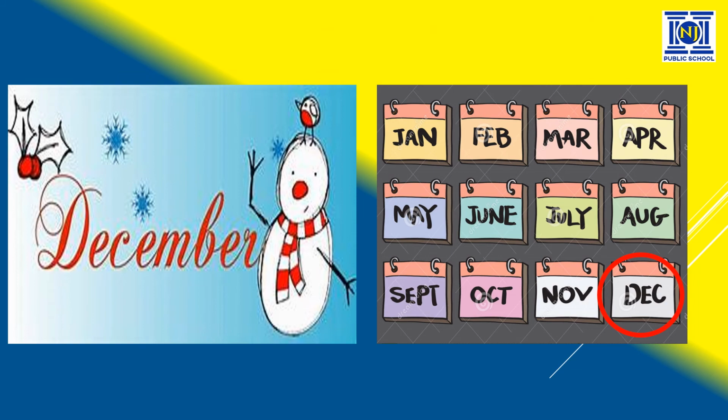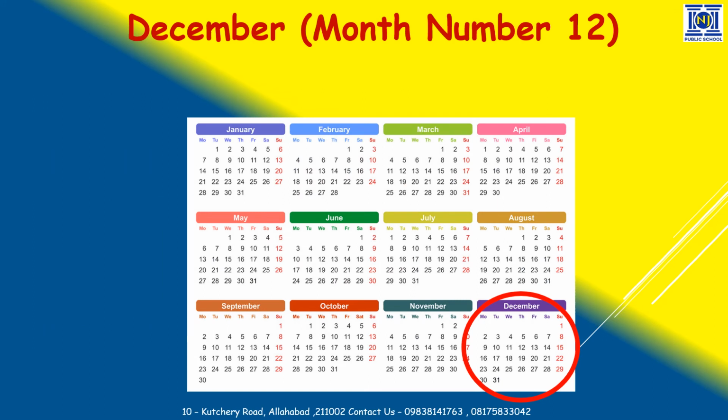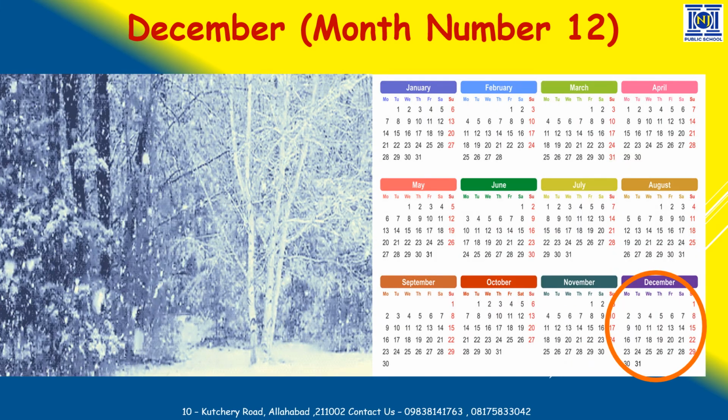The last month is the month of December. The month number of December is 12. Children, can you see over here? I have written the date as 2/12/2020. So, how will you read this date? You will read it as 2nd December 2020. And what happens in the month of December?